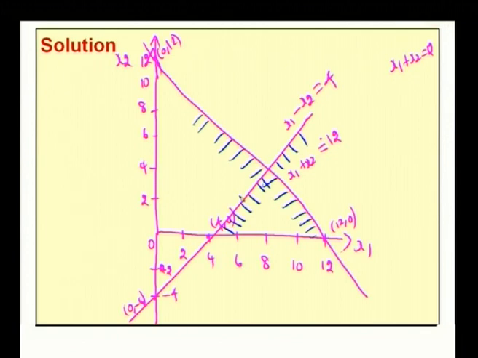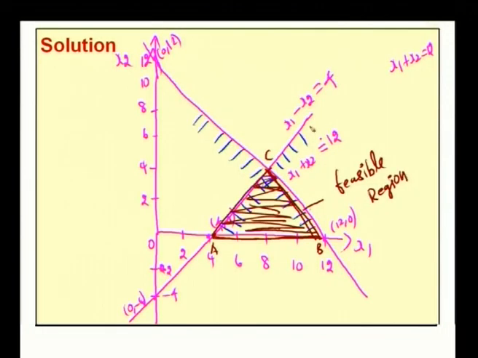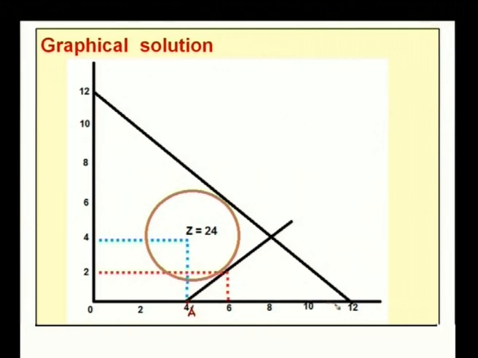Now, the area common to both, that is the area in between x1 plus x2 less than or equal to 12 and x1 minus x2 greater than or equal to 4, is the area of this one. This is the common area. So, the area A, B and C is the common area which satisfies both the constraints. This common area A, B and C is called the feasible region. So, a feasible region is the area which satisfies the given constraints. So, by plotting the constraint curves in the graph, we get the feasible region as A, B, C. This is our feasible region.